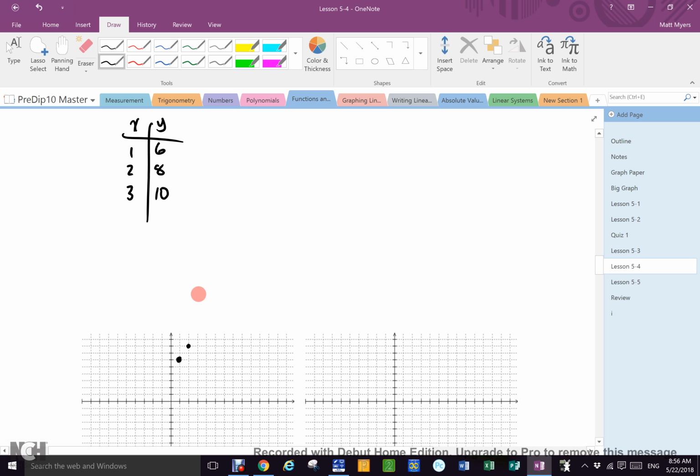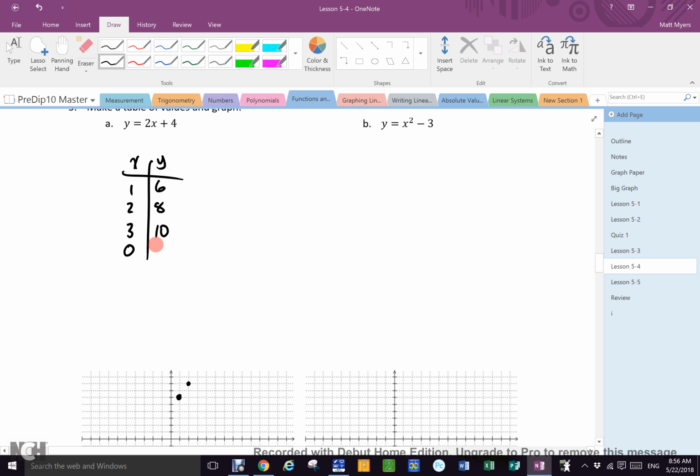Surprise, surprise. 3 takes me off the graph, so maybe I should try 0, which will stay on the graph. What is 0 times 2? 0. Plus 4? So I go 0, 1, 2, 3, 4. Does that follow the pattern? Over 1, up 2. Over 1, up 2. Is it linear? Yes.